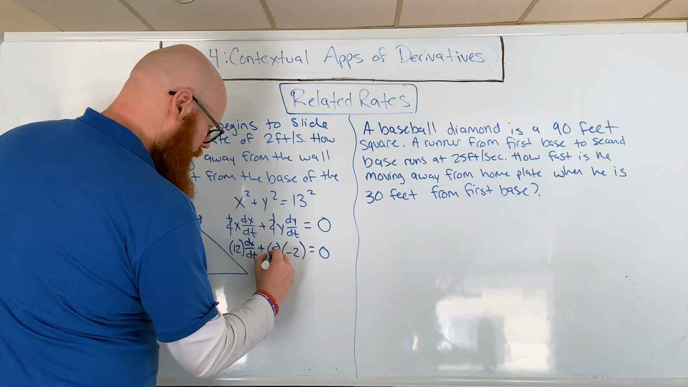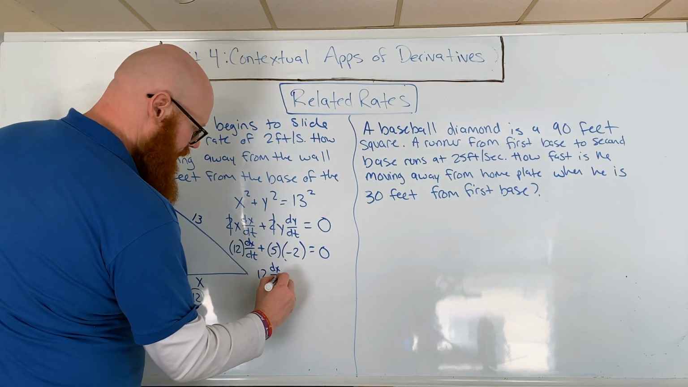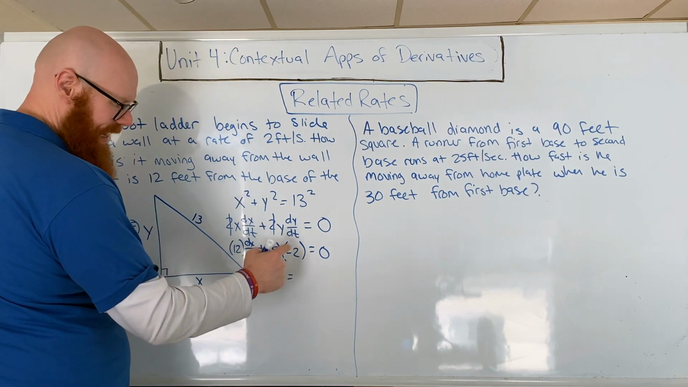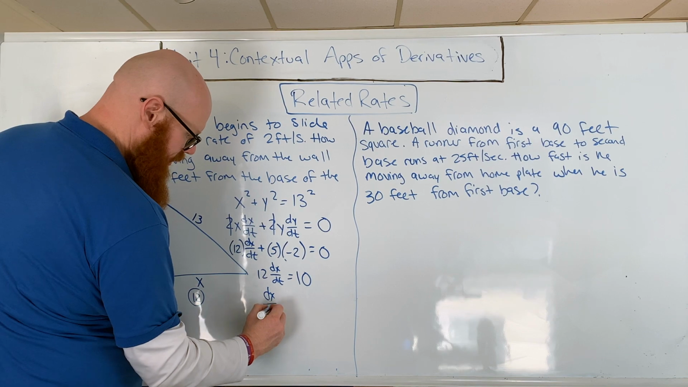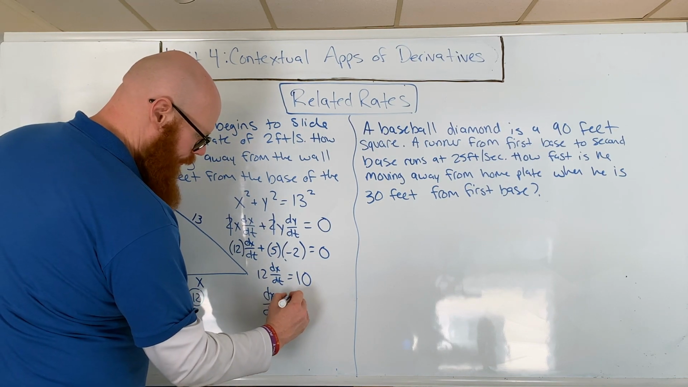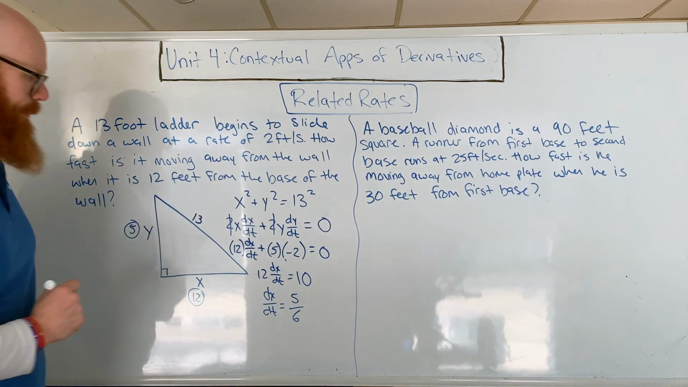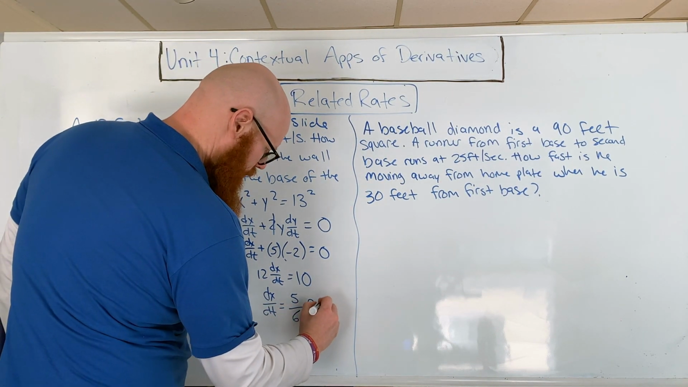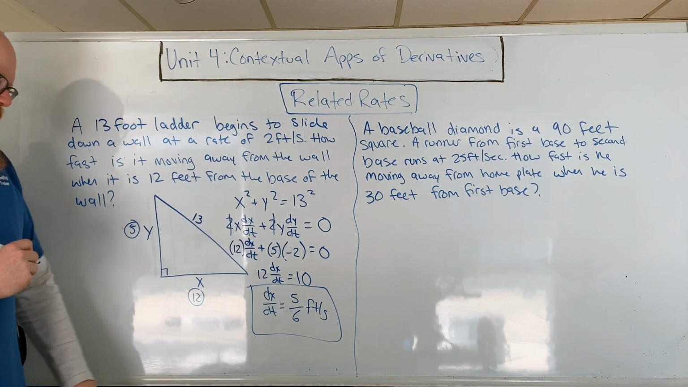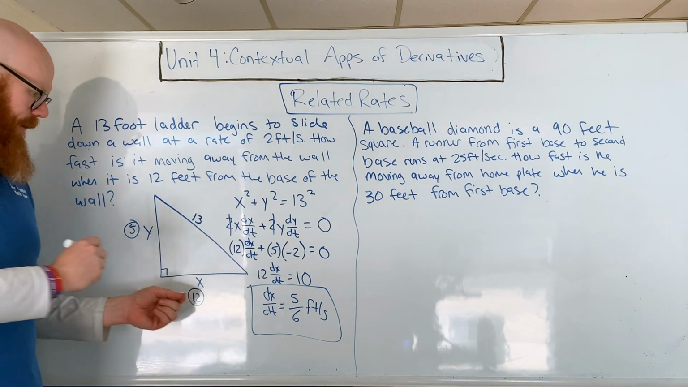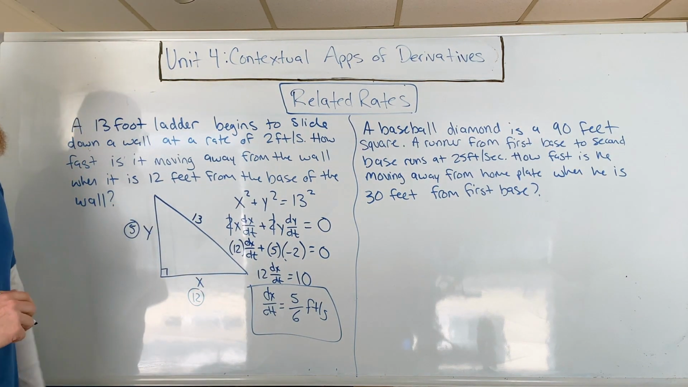So that goes here. All right, now I have a pretty easy problem to solve. 12 dx/dt equals, so this is -10, throw it on the other side, so you get 10. So dx/dt equals 10 over 12, which is 5/6. And our unit of measurement here is feet per second. And that is our answer. It makes sense that it's positive because as the ladder falls, this distance is getting bigger.